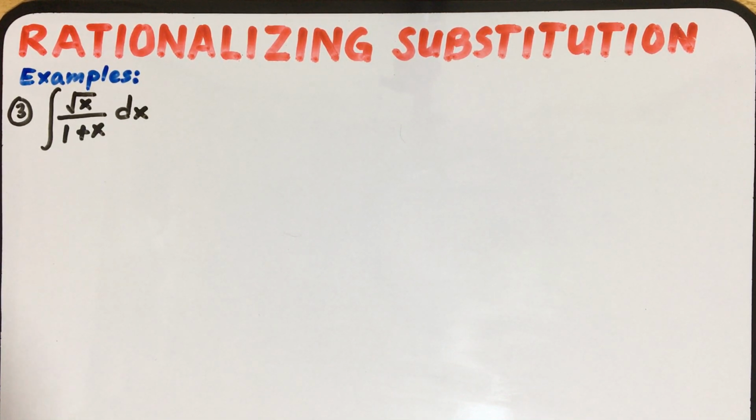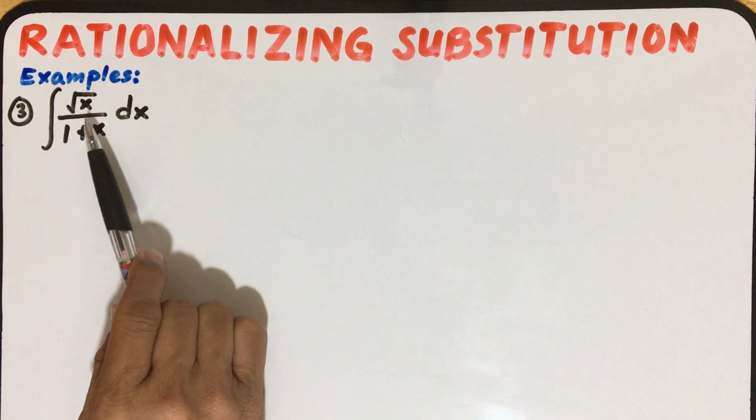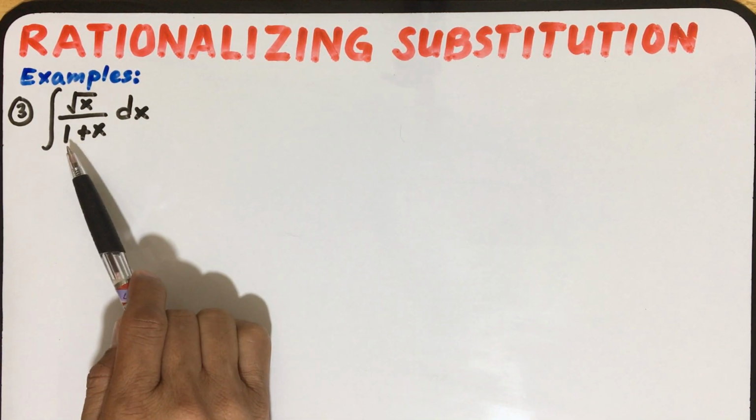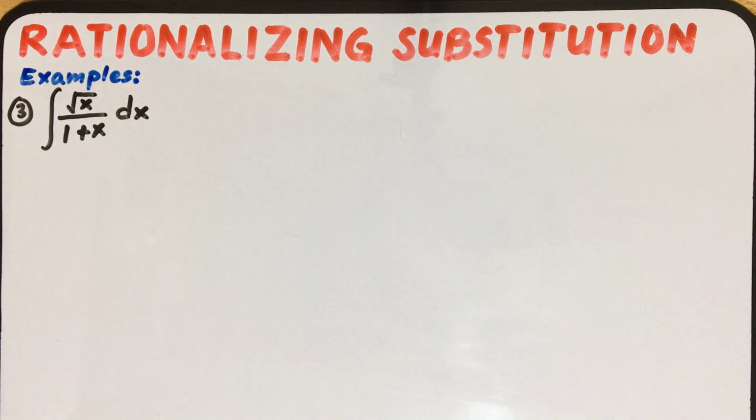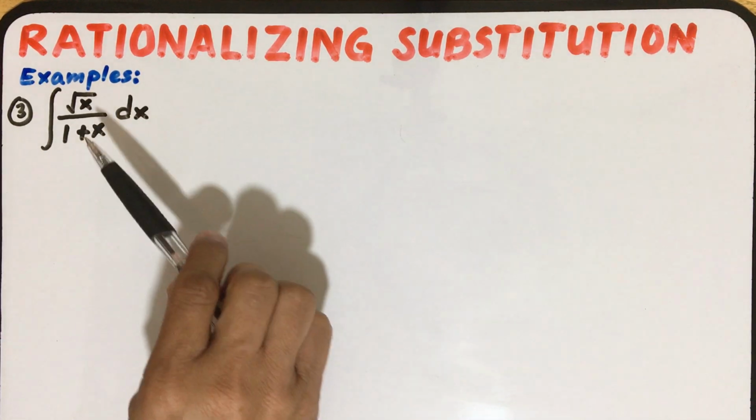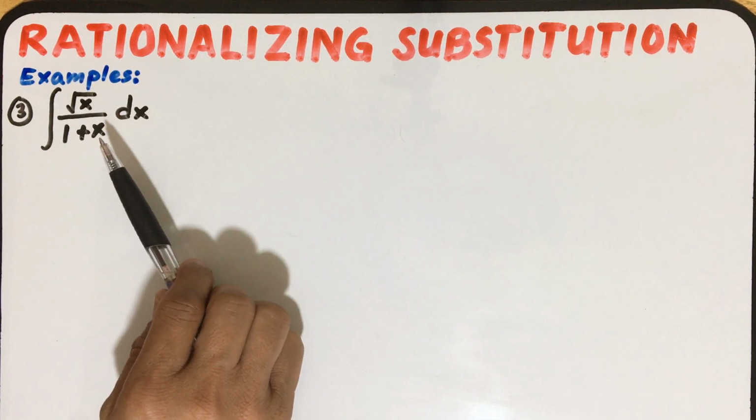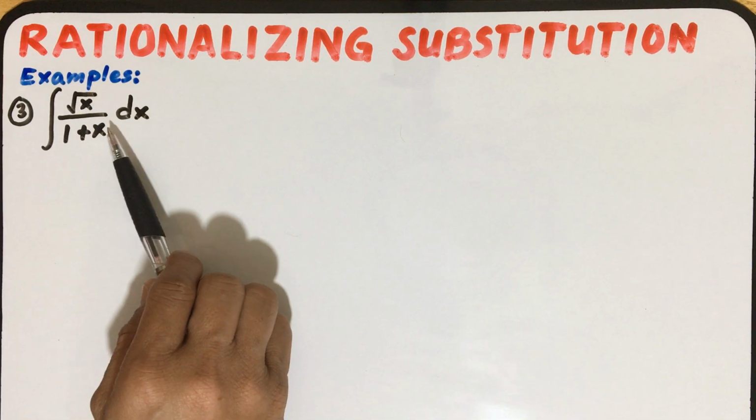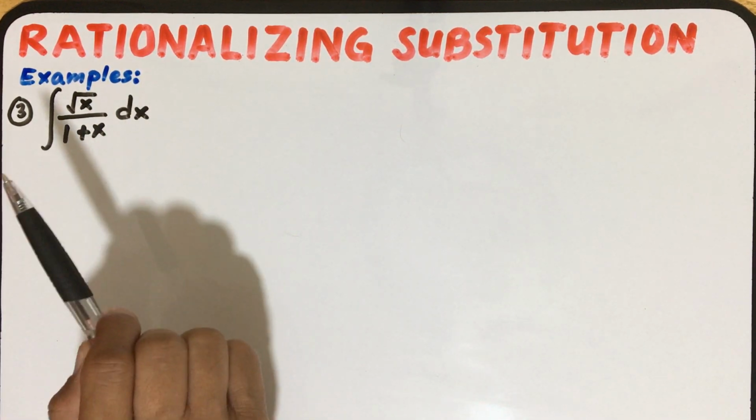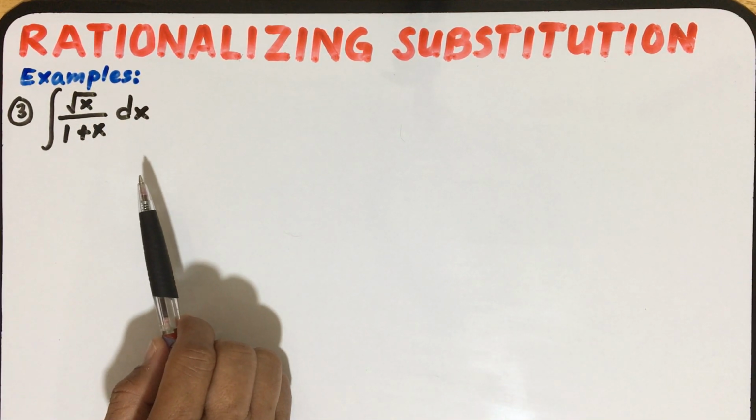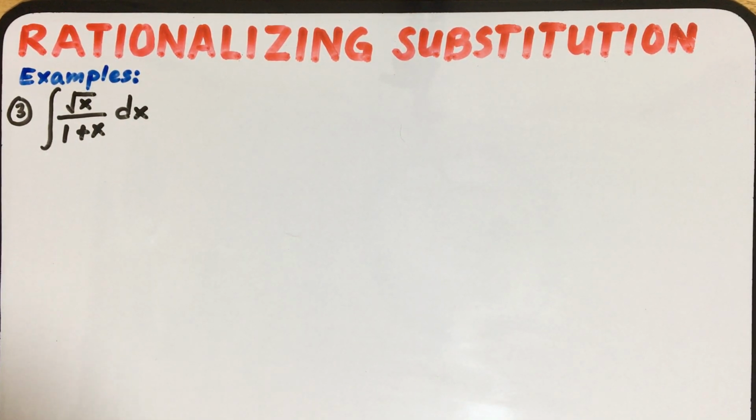Today I'm going to show you the solution of the third example. So we're given here the third example as the integral of the square root of x divided by 1 plus x times dx. Okay, so again this is an irrational fraction. So we have to turn this irrational function into a rational one. Alright, so we'll do the substitution here.